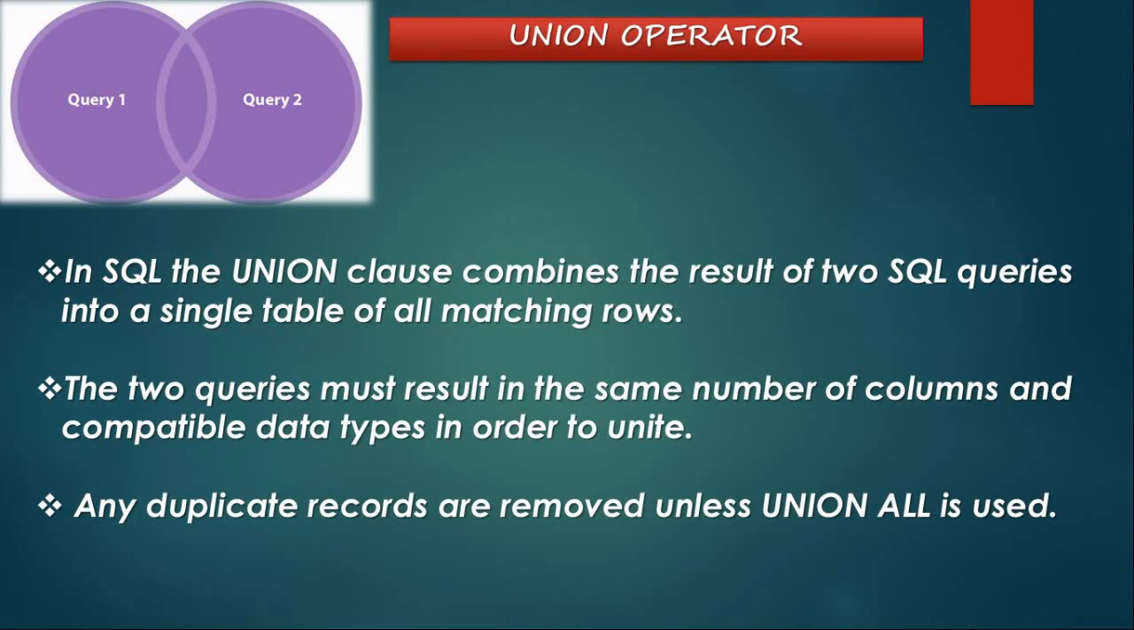In SQL, the union clause combines the results of two SQL queries into a single table of all matching rows. The two queries must result in the same number of columns and compatible data types in order to unite.